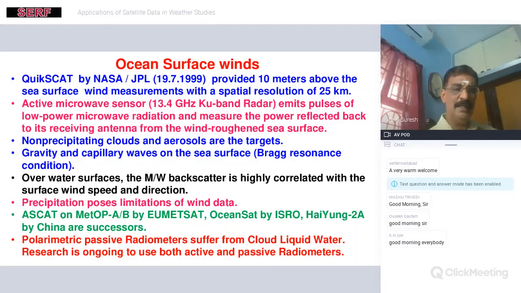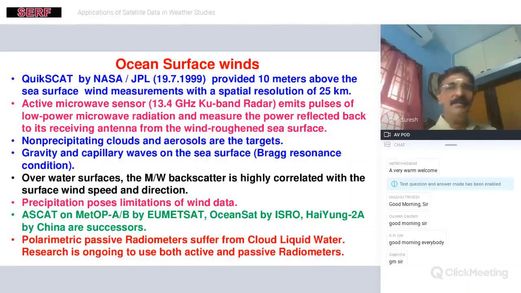So now the precipitating radar, clouds and aerosol act as a target, and Bragg resonance is a condition. Over that, the ocean-surface winds have been given by QuikSCAT, and that is a success story. I will be covering much more in detail later on.